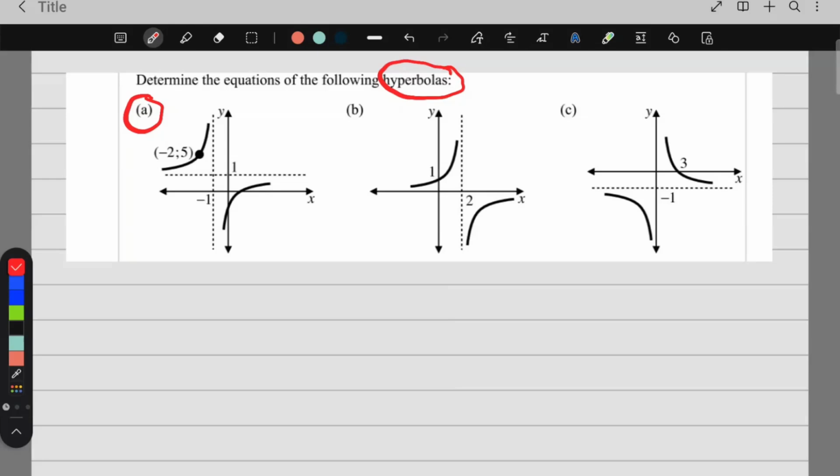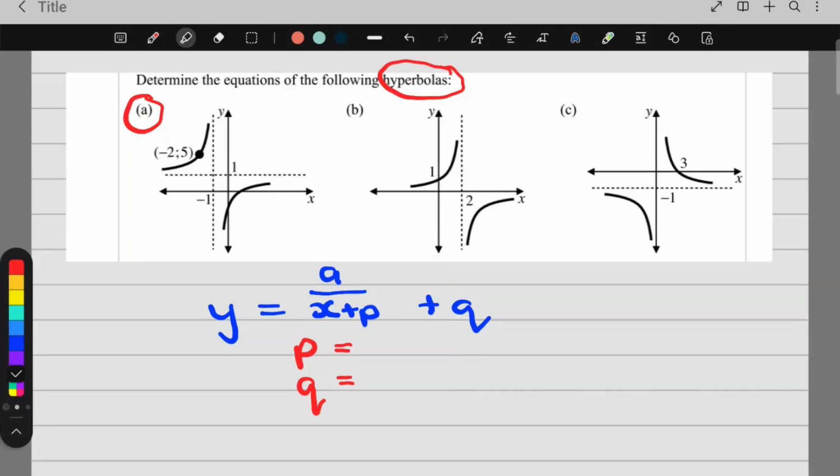So step number 1, because it's a hyperbola, we write the standard form down. We look for what is the value of P and what is the value of Q. P refers to this line over here. If that line, the vertical asymptote, is a negative, our P is the opposite sign. So that means our P is a positive 1.